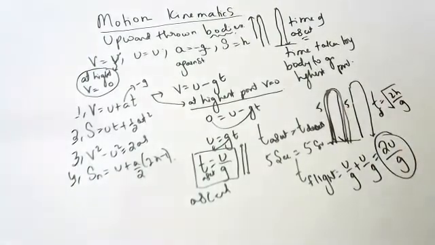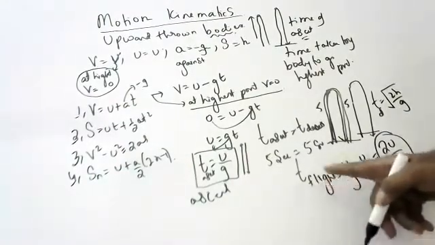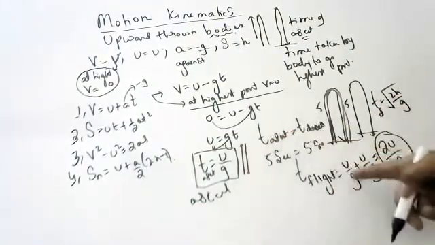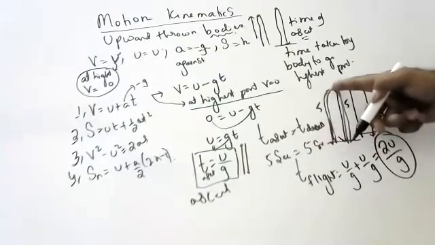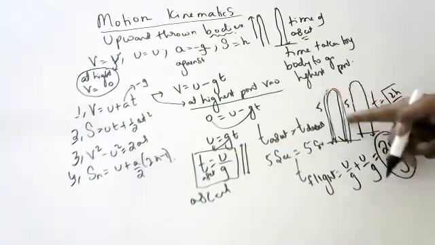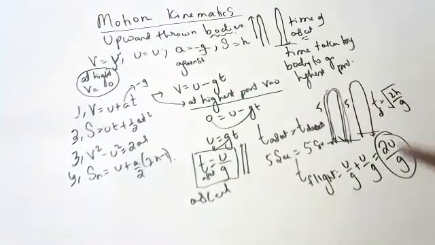Suppose the body is going up 10 seconds, coming down 10 seconds. How many seconds is it in the air? 20 seconds. Time of flight means u by g plus u by g, which is 2u by g. Why u by g plus u by g? Because how much time it takes to go up, in the same time it will fall down. So time of ascent is equal to time of descent. Please do remember, children.